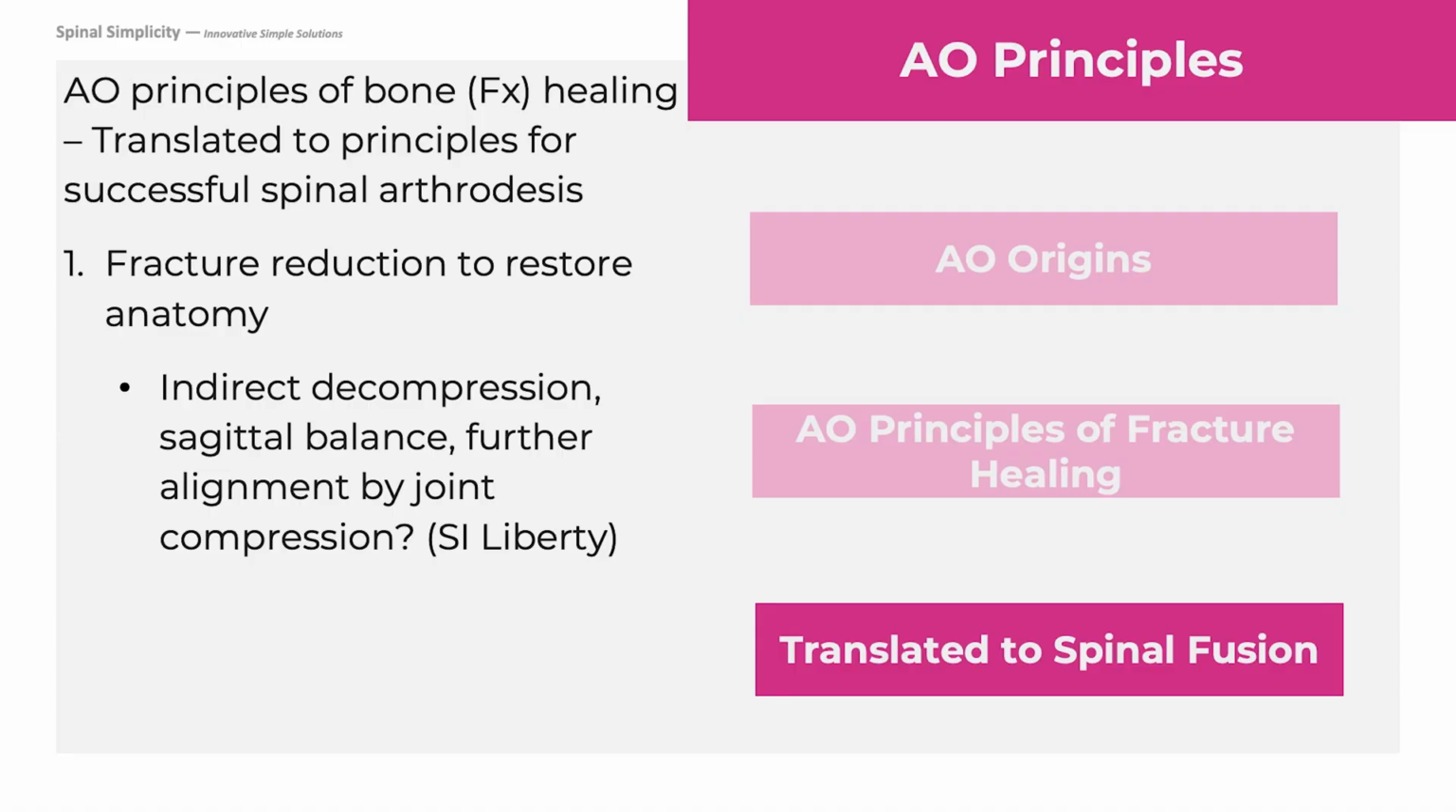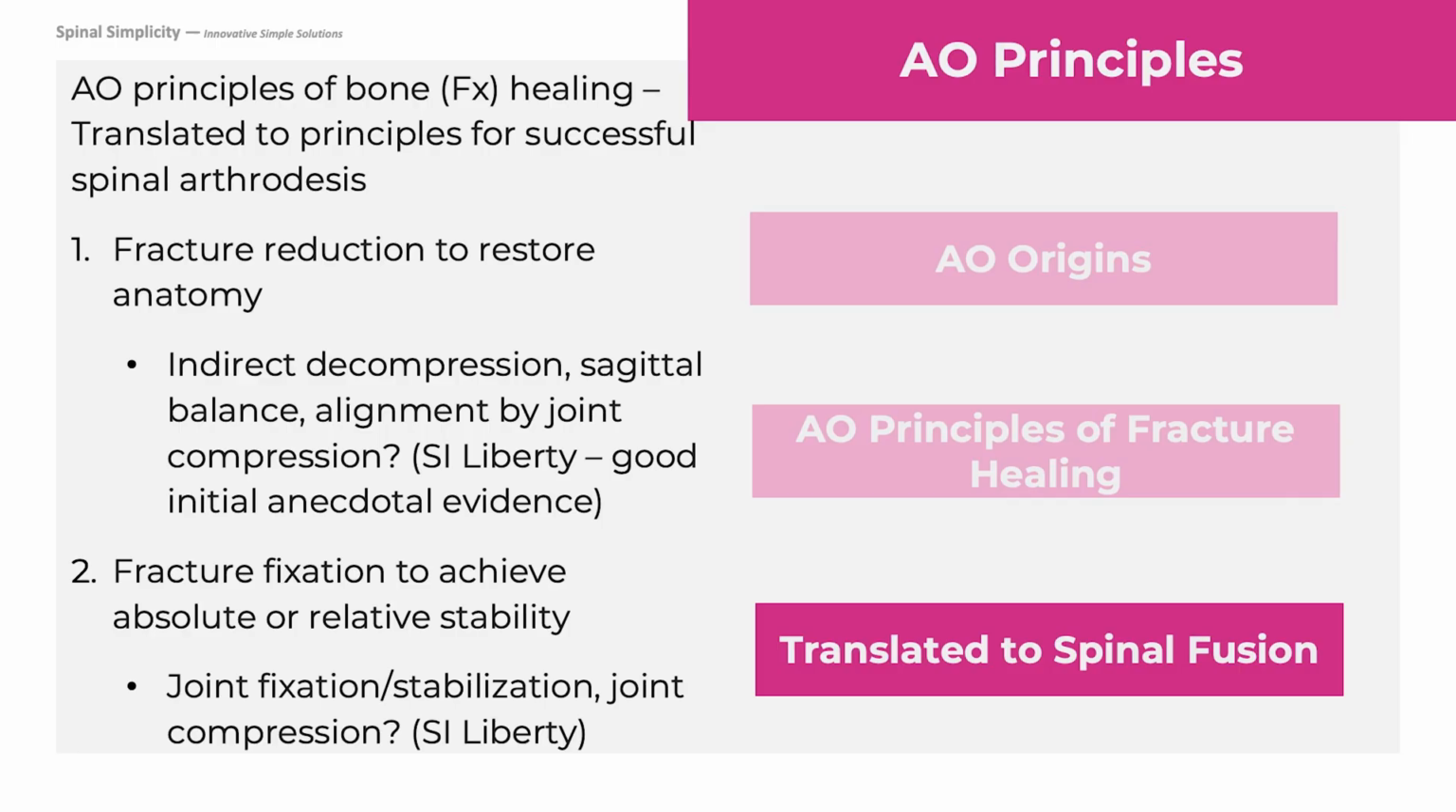Number 1, fracture reduction to restore the anatomy. We are concerned with appropriate anatomy prior to arthrodesis. We always talk about sagittal balance. We are concerned with indirect decompression with posterior implants that are doing both fixation and creating an indirect decompression. Will the SI Liberty product, by that final tweak of joint compression, do something to improve fracture reduction, or in this case, just orientation across the joint?